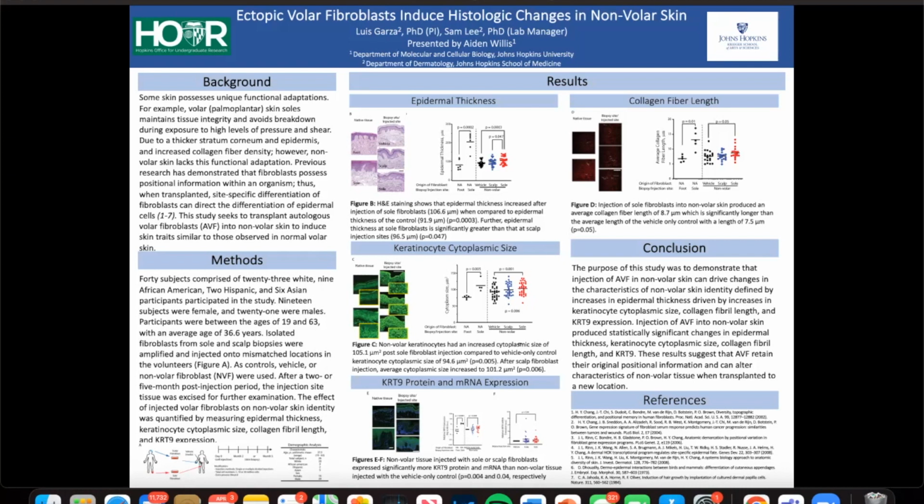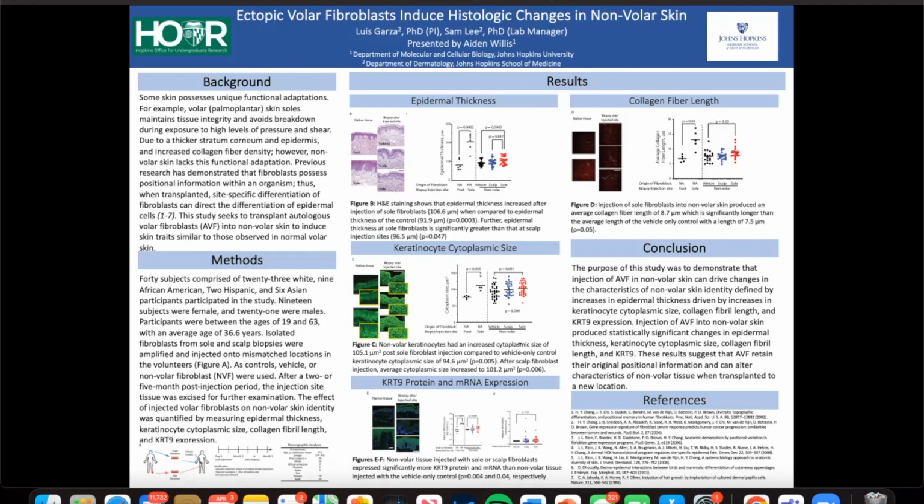After a 2 or 5 month post-injection period, the injection site tissue was excised for further examination through staining and protein extraction and amplification. The effect of injected volar fibroblasts on non-volar skin identity was quantified by measuring epidermal thickness, keratinocyte cytoplasmic size, collagen fibril length, and keratin 9 expression.